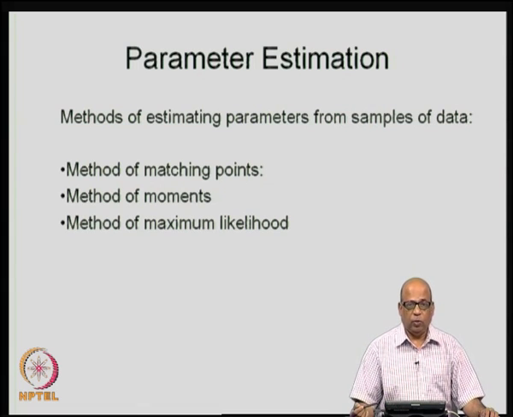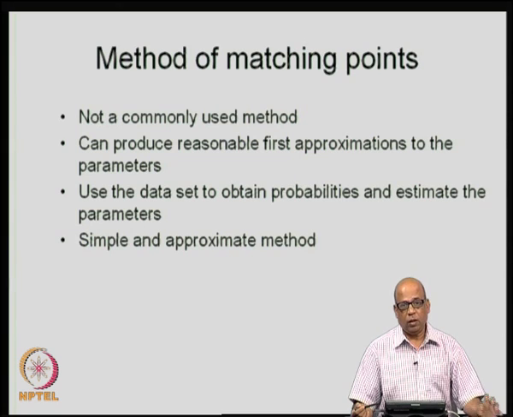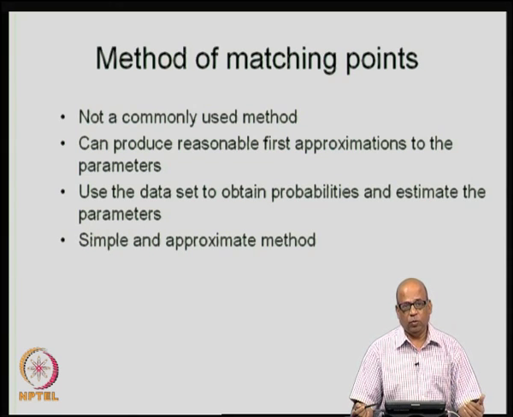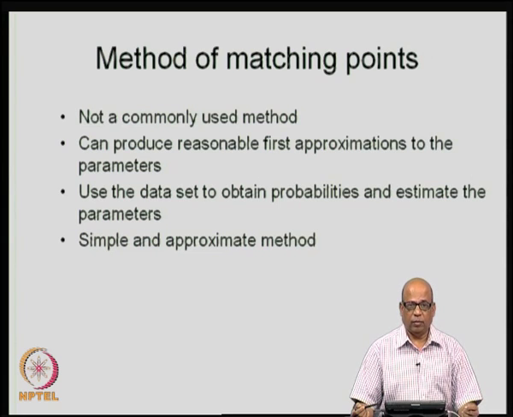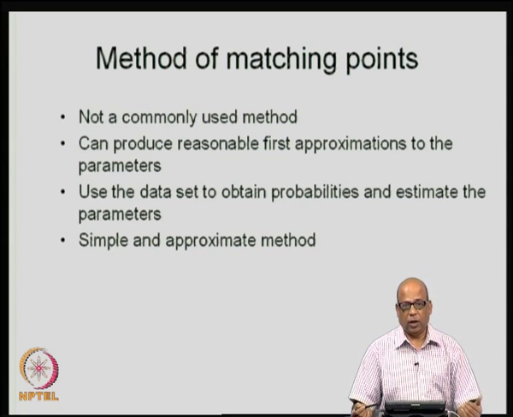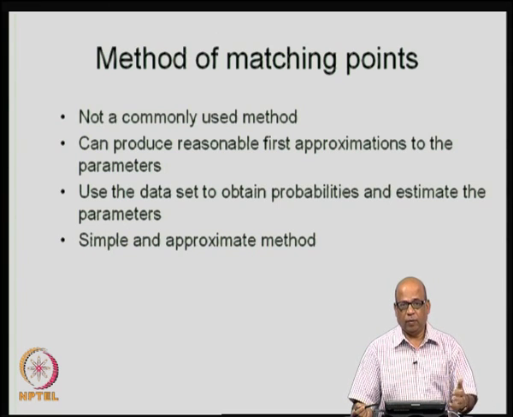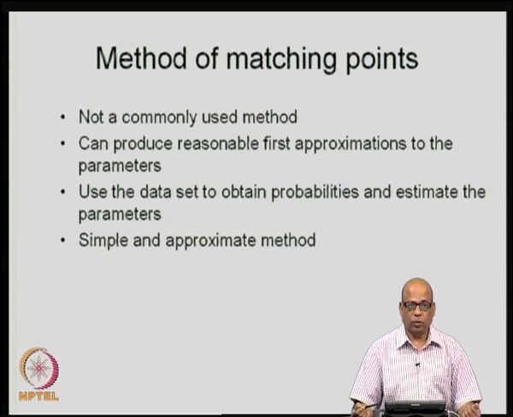In the method of matching points, essentially we look at the sample values. From the sample values, we estimate certain probabilities as a relative frequency or some such thing, and then we equate these probabilities with the probabilities expected from the particular distribution, and from the associated probabilities we obtain the parameters. This is not a very commonly used method. However, when you have samples from which you can estimate, let us say, that the probability of x being greater than or equal to a given value is 80% and so on, you can estimate those things as a first cut of the parameters. It is a simple and approximate method.